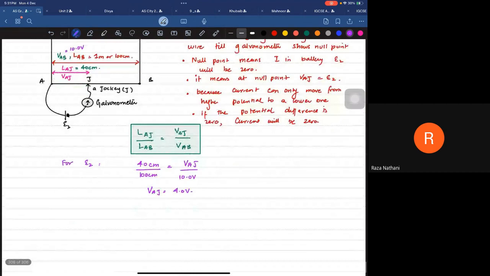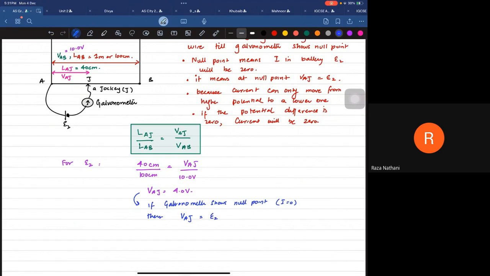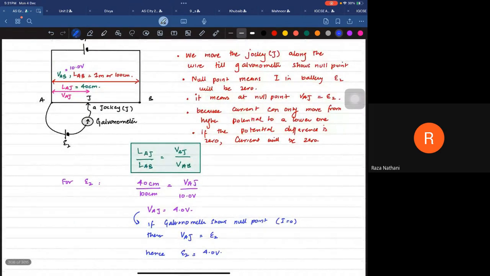Now we must remember from this point, if the galvanometer shows a null point, which means current is 0, then voltage AJ will be equal to EMF2. Hence, EMF2 will also be 4 volts. Is it clear, everyone? Yes.